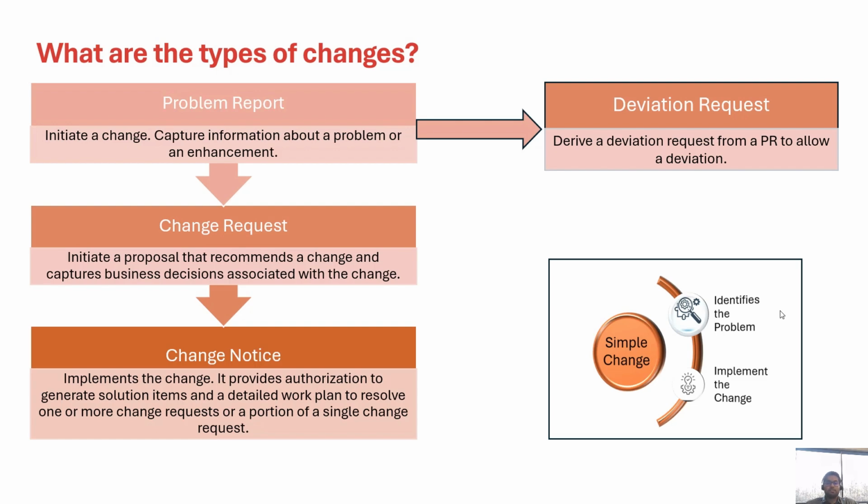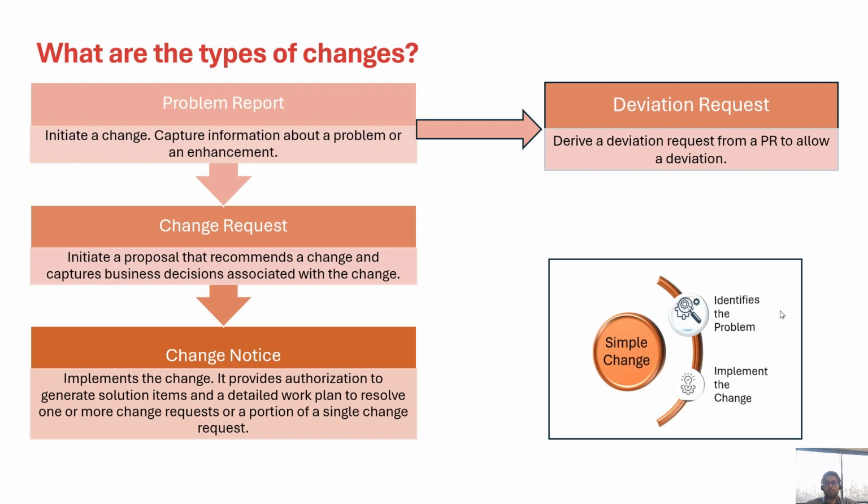And then we have the change request. A change request proposes a solution to the problem, populates the impacted item, and performs the impact analysis with cost estimates and benefits of making the change. And then we have the change notice that implements the change request. So this is the change that actually implements the solution.